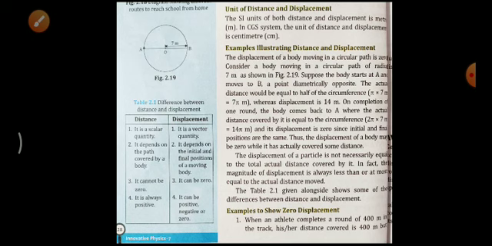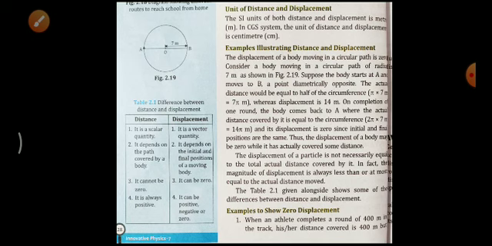In the previous class we already discussed distance and displacement, and I hope all of you have understood that properly, what is given in your book. And the unit of distance and displacement we have also discussed.